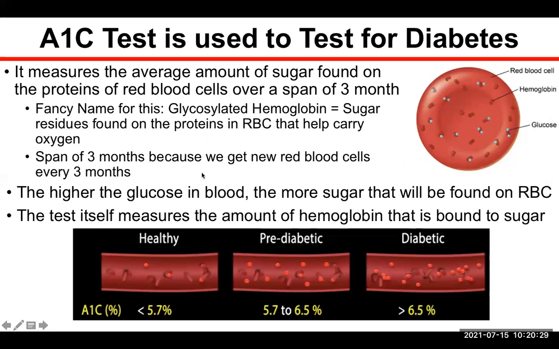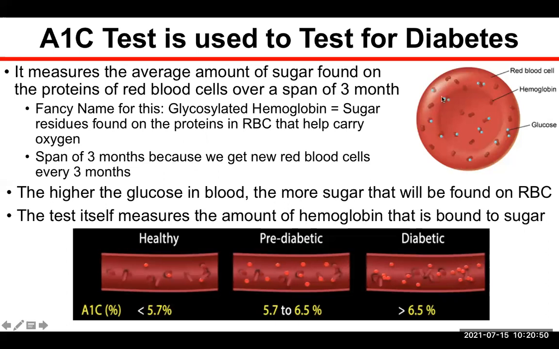And typically, if you get the test done once, you're going to want to get it done at least 3 months after that, because we have a turnover rate of our red blood cells every 3 months. So every 3 months, we're basically getting a new round of red blood cells, as this is the lifespan of a typical red blood cell.